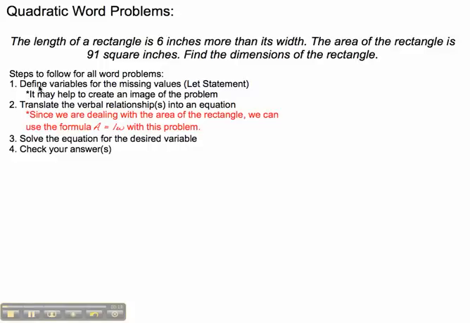The first one is to define variables for the missing values. So whatever the missing values are, you have to create a let statement to define what you're going to use in the equations you create. Next, you have to be able to translate the verbal relationships into an equation or multiple equations. In this case, we're going to have one equation. Okay? And we'll talk about the red part in a minute. Then you solve the equation, and then you check. So it's pretty much those 4 steps every time. It's just a different type of approach when you have quadratics involved.